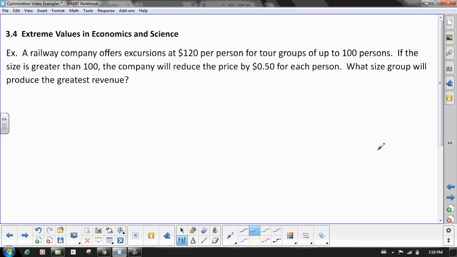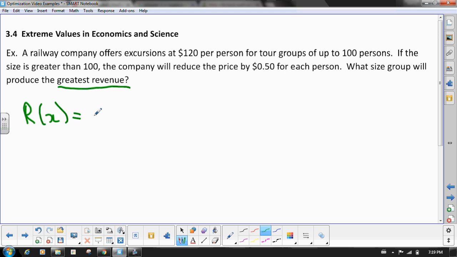So this example is an example of a revenue question. As the question reads, a railway company offers excursions at $120 per person for tour groups of up to 100 persons. If the size is greater than 100, the company will reduce the price by 50 cents for each person. What size group will produce the greatest revenue? Okay, so right away we see the words greatest revenue. So that means we need to come up with an expression for revenue.